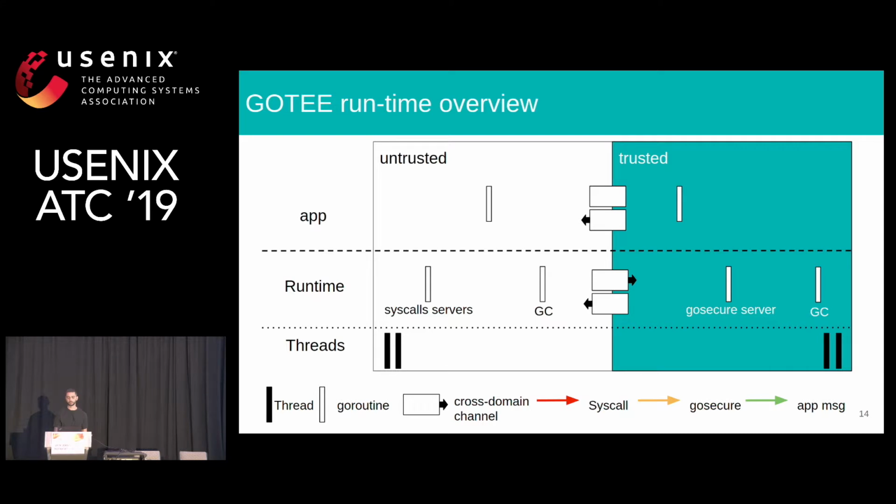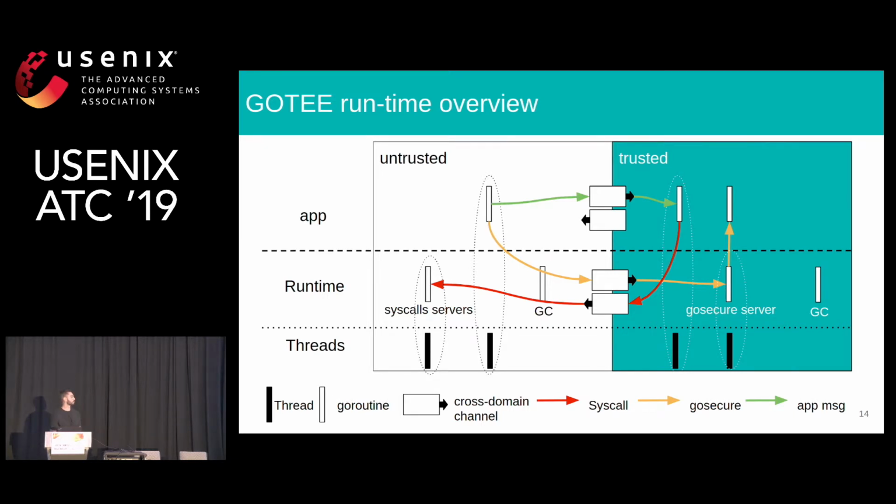And the way it works is basically that at some point, an untrusted thread is going to execute the application routine that might do a GoSecure call. So it's going to send a message via one of these boxes in the middle. And then on the trusted side, a trusted thread is going to execute the GoSecure server that's going to read from the channel and spawn the appropriate secured routine. And that's basically the way everything works in our system.